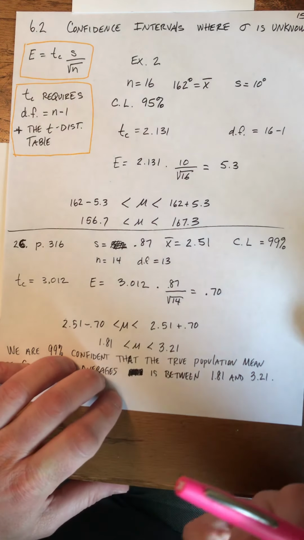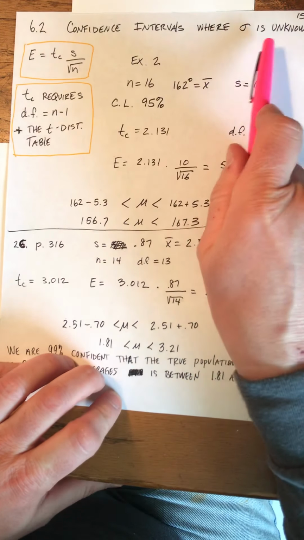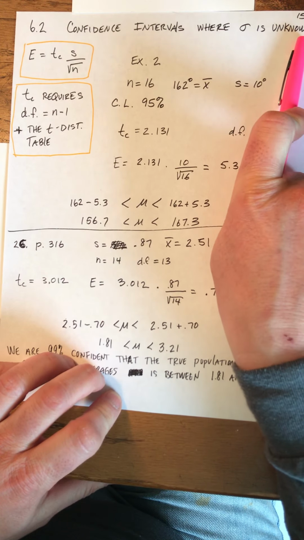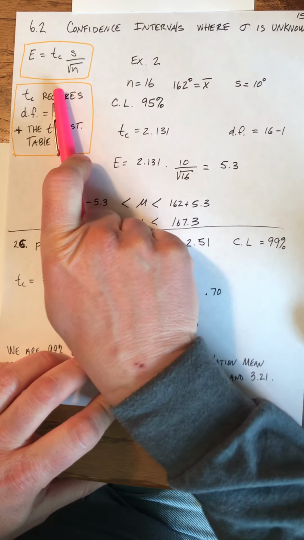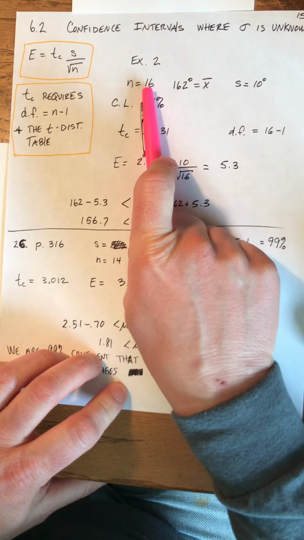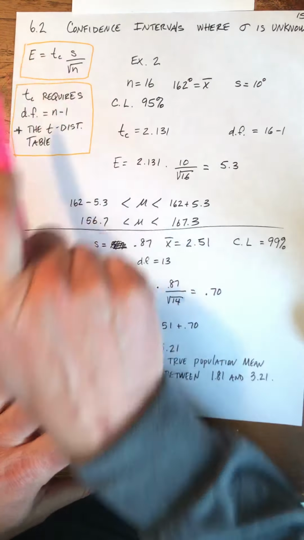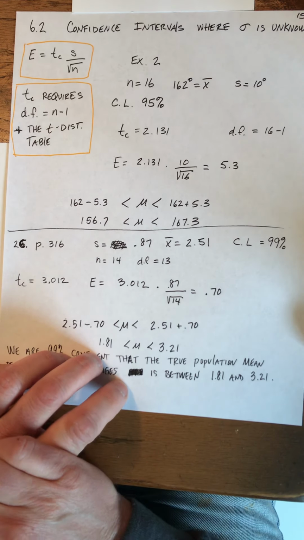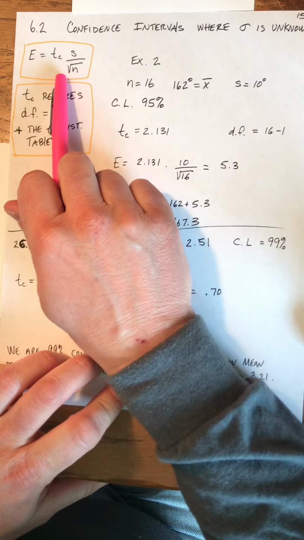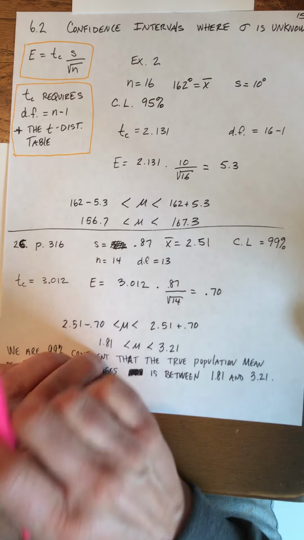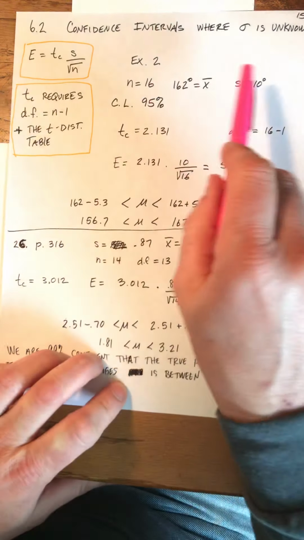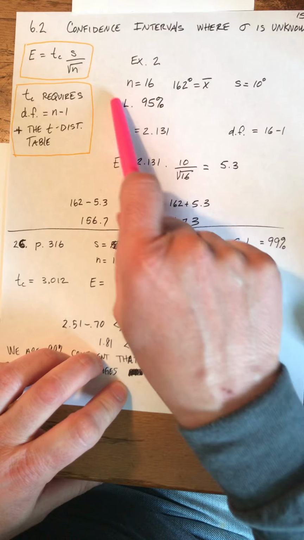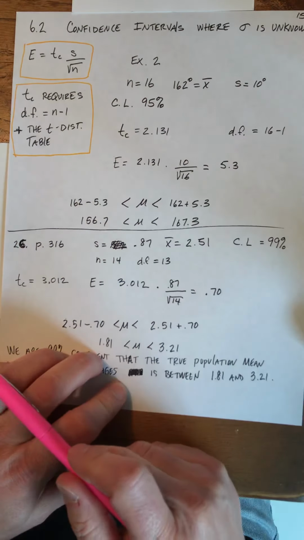Even if they're over 30 and you don't know the population standard deviation, we're going to use a t-score. But especially if they're under 30, we're going to use this t-score instead of a z-score. This is the formula for the margin of error, and we'll talk about how to find the t-score right now. So this is everything that they gave us in the problem right here in example number 2.